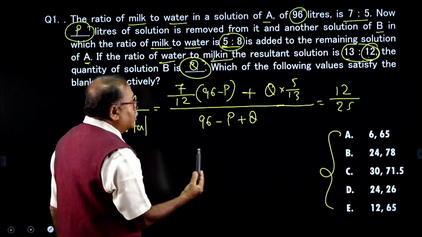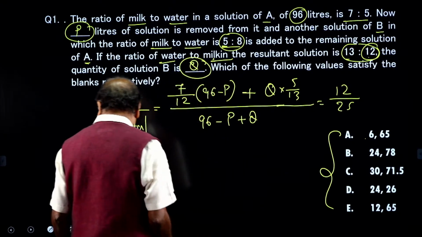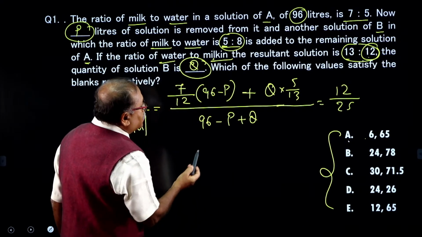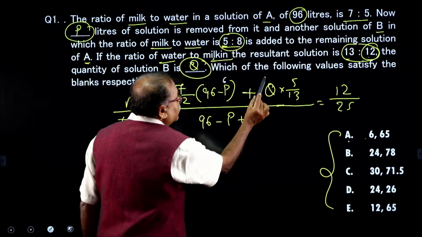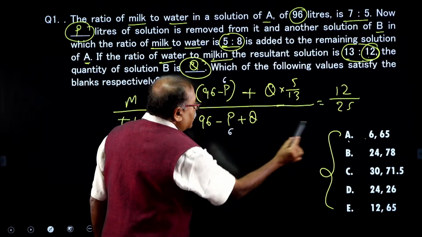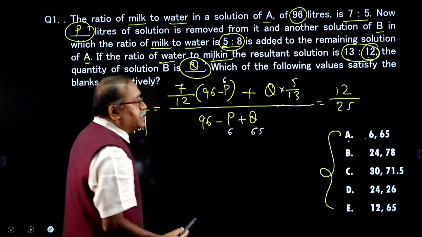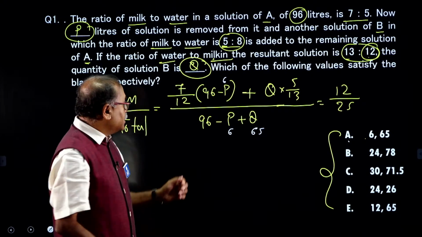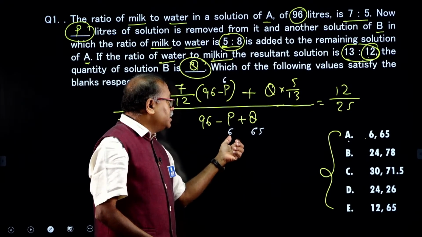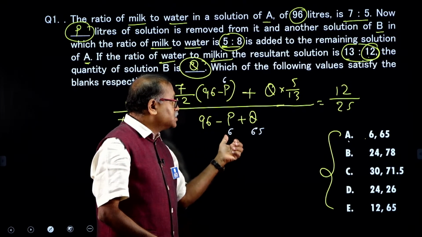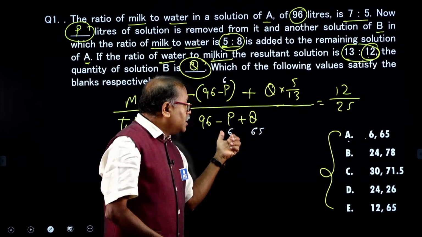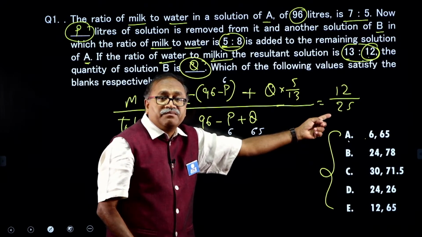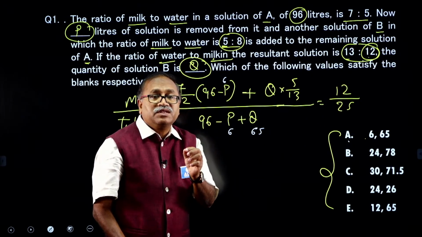Okay. Now, if I consider the P as 6, let us check that. If I am taking 6 over here and 6 over here, and this is 65 over here, what I need to check is, will I get the denominator 25? Let us check that. That is 90 minus 6, 96 minus 6 is 6, 90, and 155. 155 is not multiple of 25. This is the trick we use in the exam.